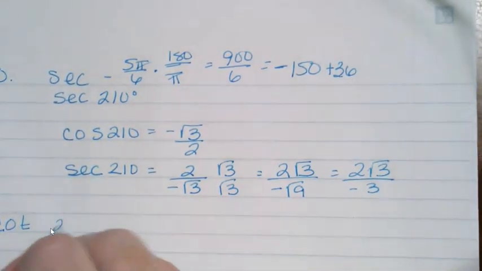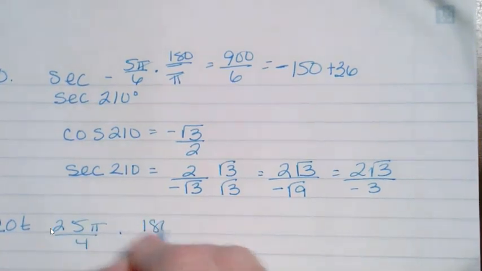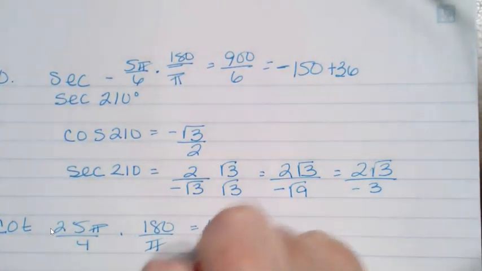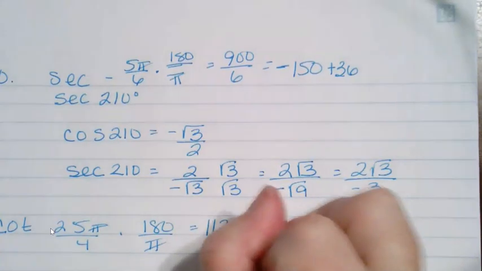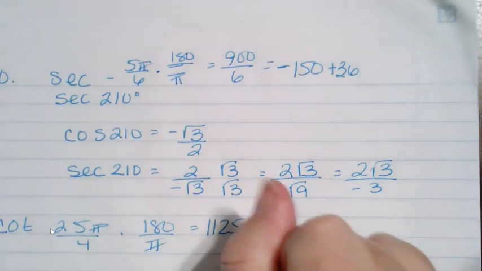Cotangent of 25 pi over 4. So again, we're going to do this. So 180 times 25 divided by 4 is 1125. And I'm going to keep subtracting 360. 765 minus 360. Minus 360. I get 45. Okay.